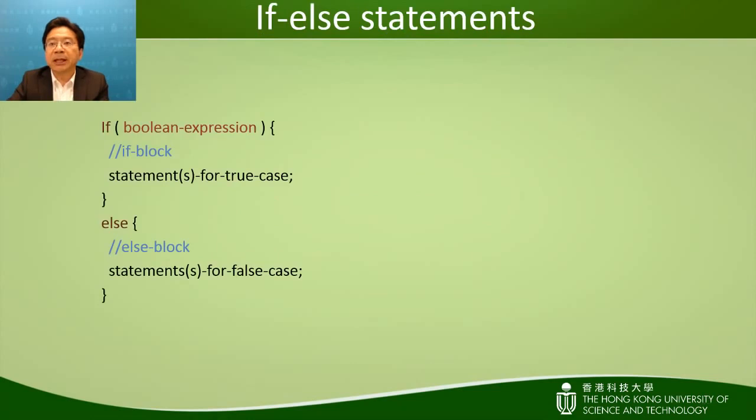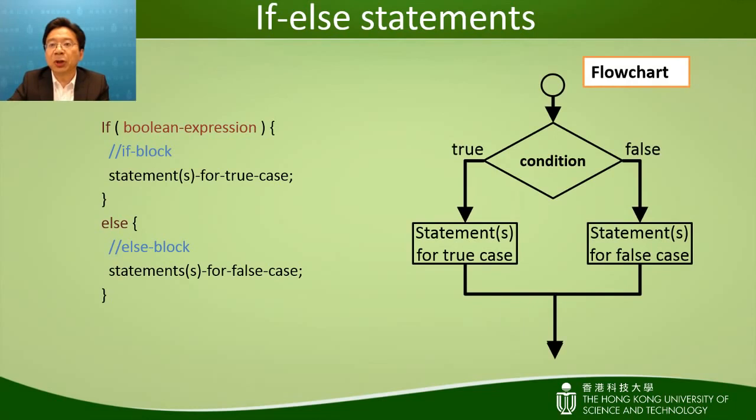The next branching statement we'll look at is the if-else statement. Here is the syntax of the if-else statement. The first part of the if block looks the same as before. Unlike the if statement, there is a second part which starts with the keyword else and is followed by a block of statements. The flow of control for the if-else statement can be represented by the flowchart on the right.